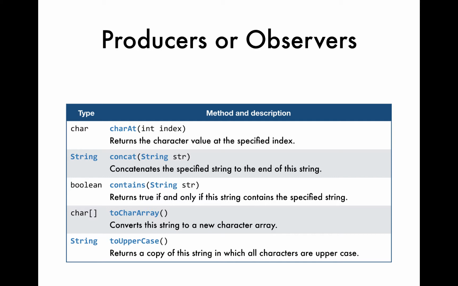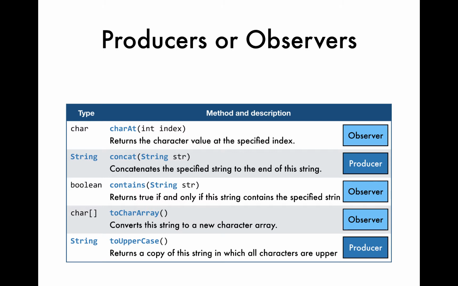Okay, all of these methods belong to the string class, so if any of them return a string object, they're producers. Otherwise, they're observers. Both concat and toUpperCase are producers, and the rest are observers.